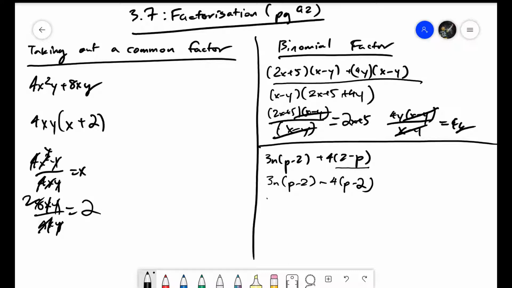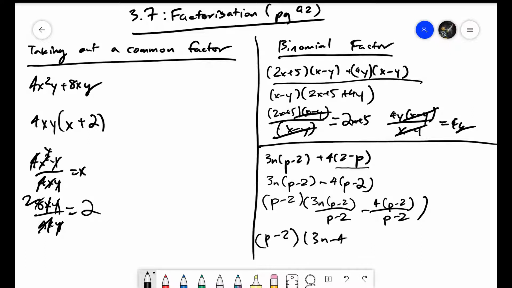So this becomes p minus 2 times 3n times p minus 2 over p minus 2 minus 4 times p minus 2 over p minus 2, which is equal to p minus 2 times 3n minus 4.